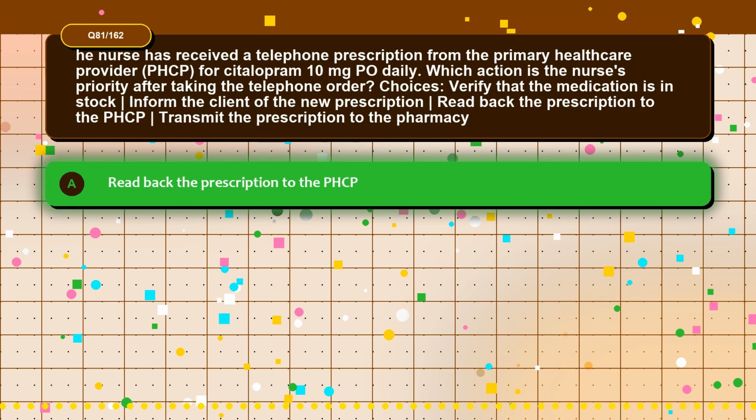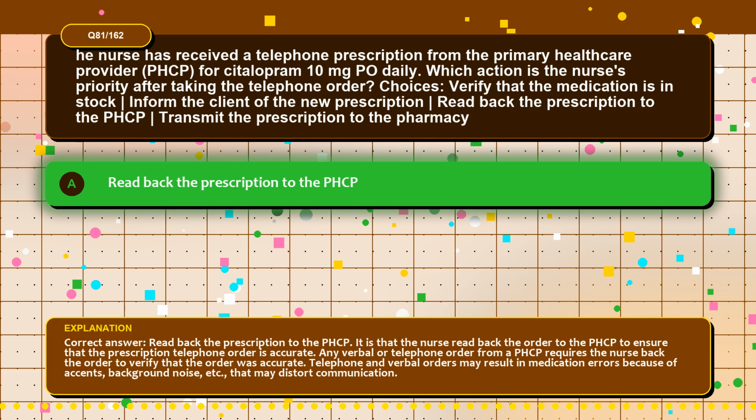The correct answer is option A. Read back the prescription to the PHCP. It is essential that the nurse read back the order to the PHCP to ensure that the prescription telephone order is accurate. Any verbal or telephone order from a PHCP requires the nurse to read back the order to verify that it was accurate. Telephone and verbal orders may result in medication errors because of accents, background noise, etc. that may distort communication.